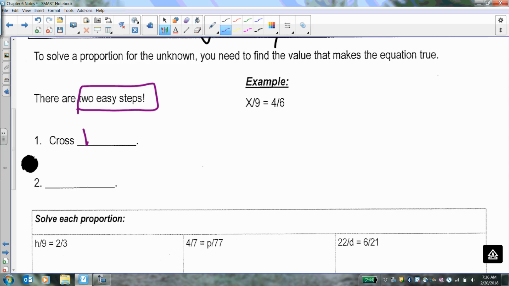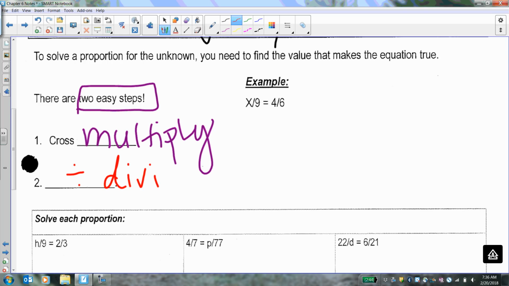So first you're going to cross multiply. Second, you are going to divide. And if you like to write out the word divide, feel free. So you're going to cross multiply, and then after you do that, you're going to divide. Pretty simple. So we're going to do this first example together. We'll do 2 examples. X over 9 equals 4/6.